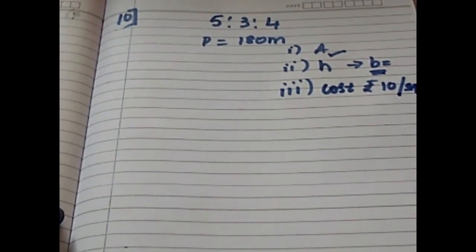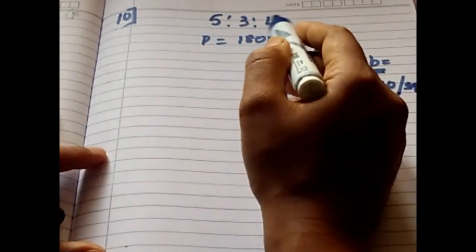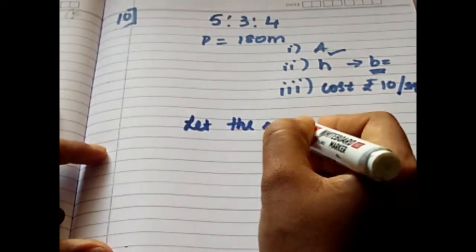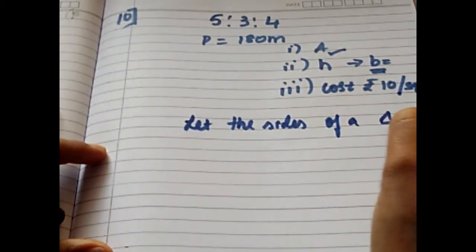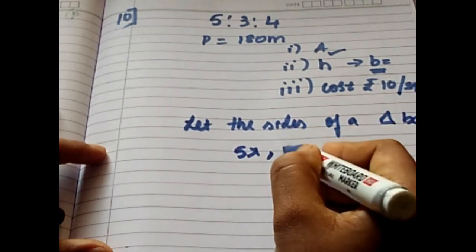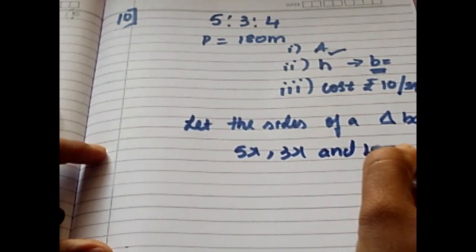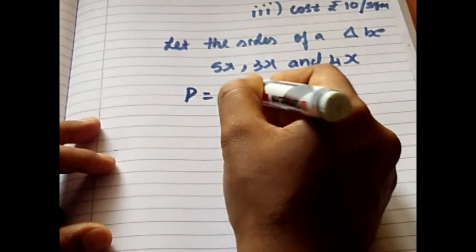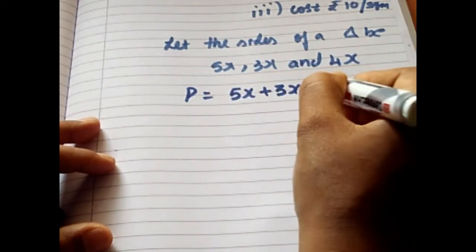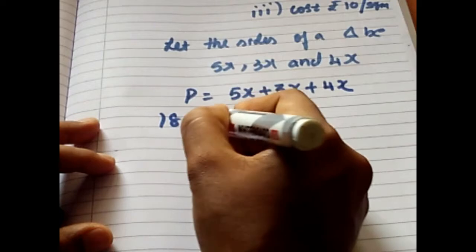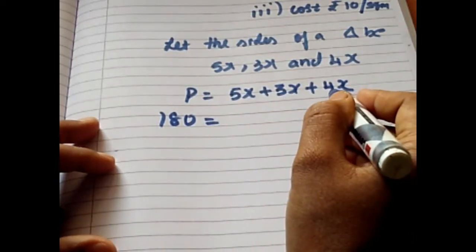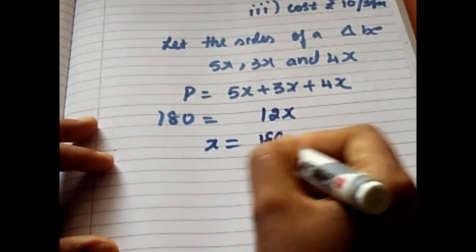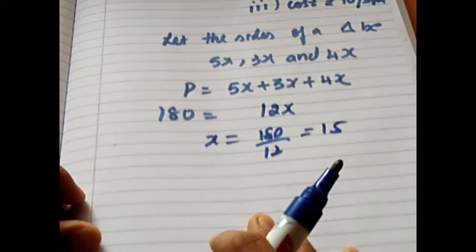So first target is to find the area. As we know the sides and the perimeter, let the sides of a triangle be 5x, 3x and 4x. Now we know that perimeter is the sum of all the three sides, that is equal to 180 meter. The sum of 5 plus 3 plus 4 is equal to 12x. Hence x is equal to 180 by 12, that is equal to 15.